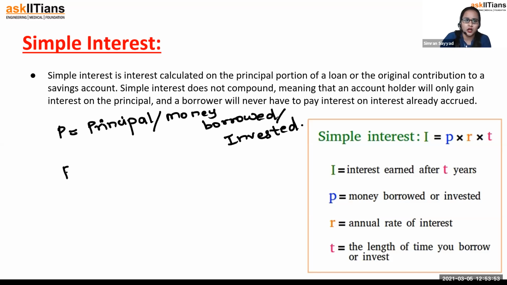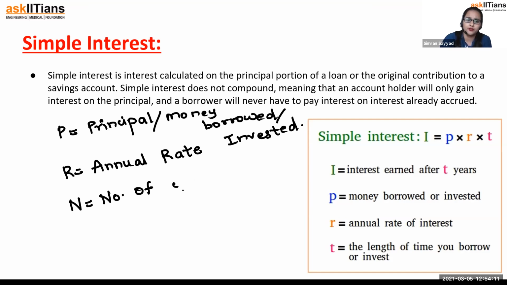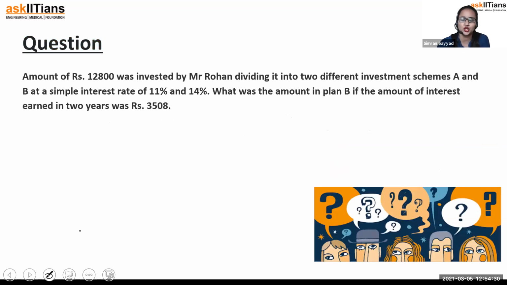Then comes R. R is nothing but the annual rate. Here it is really very important, you have to know it is the annual rate. If you want T, you can say T; if you want N, you can put N. N is nothing but the number of years, or if you say T, then T is nothing but the time. Whatever you want, N or T, you can take. Okay, understood? Okay.